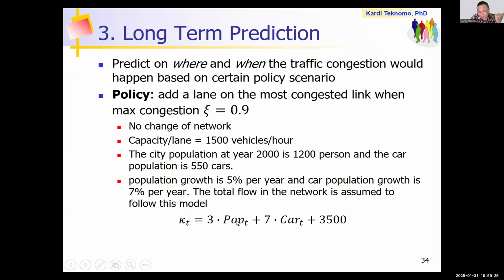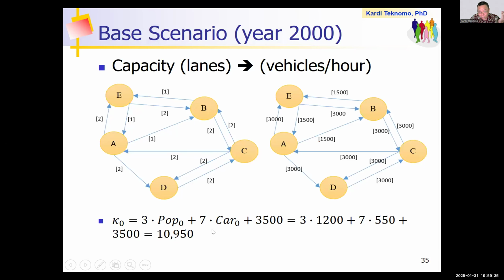Yes, sir. This is given. Say 1,200 is pop at 2,000, 550 is the car. So this is given. Then you put that value, say 1,250, so you get the 10,000 here. Of course, this is a very simplified model. In reality, you create your own model. Say you use regression, you can easily get this.